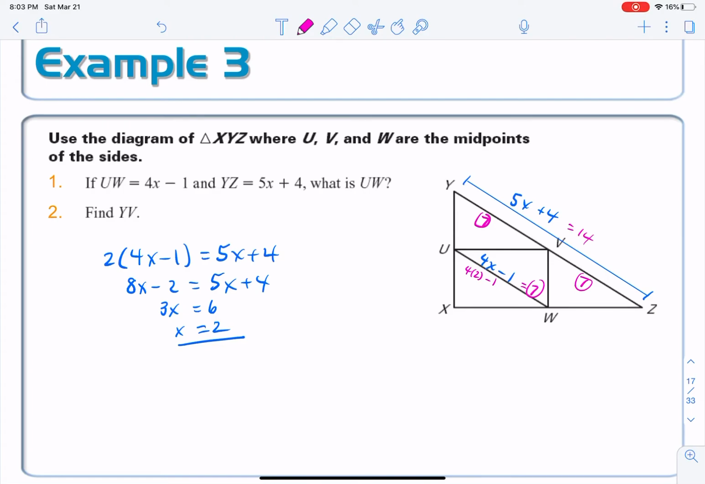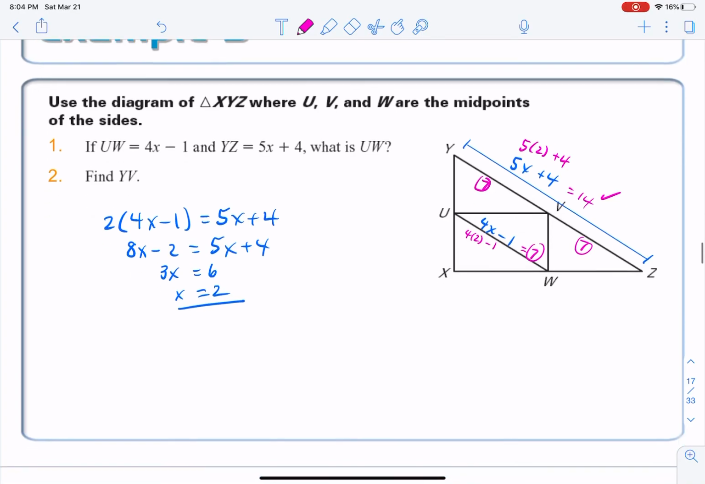Let's just double check it. Let's plug 2 in for x on this top piece. So I'd have 5 times 2 plus 4. 10 plus 4 is definitely 14, so it looks like we did it correctly.